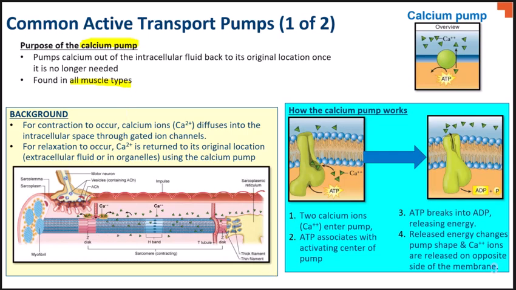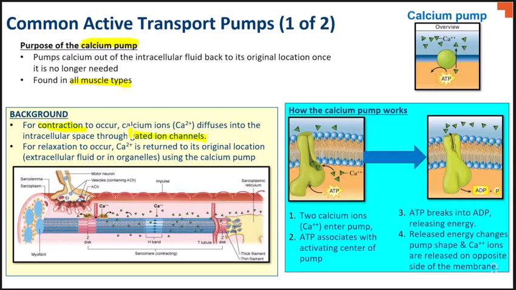So what will happen when we want a muscle contraction to occur in our body is we're going to have calcium ions that diffuse into the cell, and they do so through these gated ion channels that we talked about earlier. These are channels that are gated, but they will permit, under certain circumstances, the movement of ions through them. After muscle contraction has occurred, we need to get rid of this excess calcium.